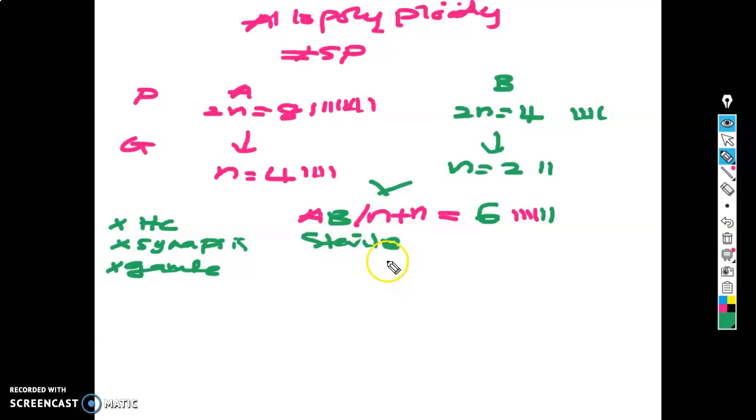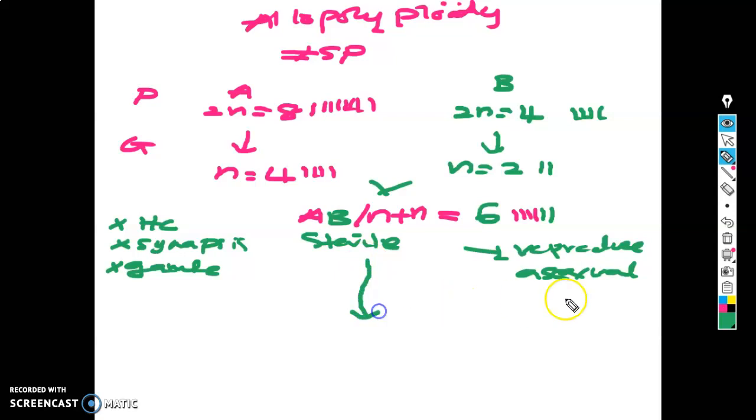The sterile individuals cannot reproduce sexually, and because of that, allopolyploidy is common in plants, because plants can increase their populations by asexual reproduction or vegetative propagation.